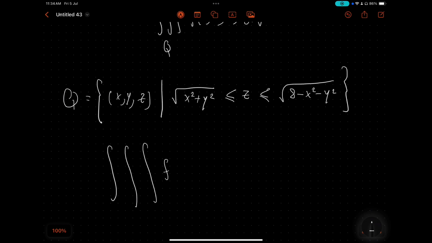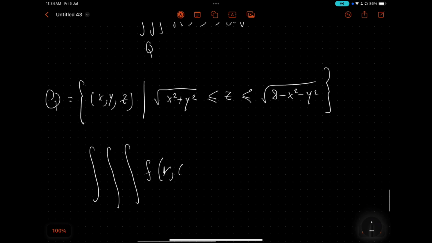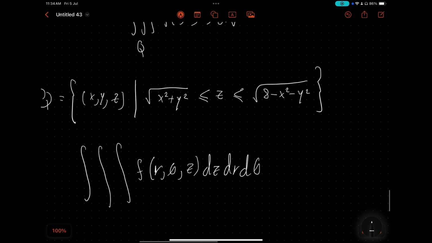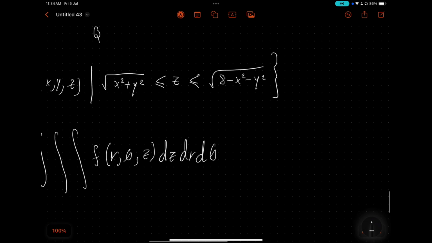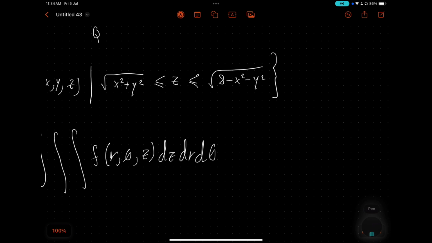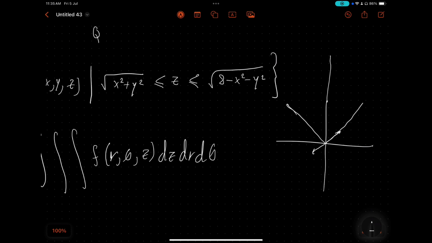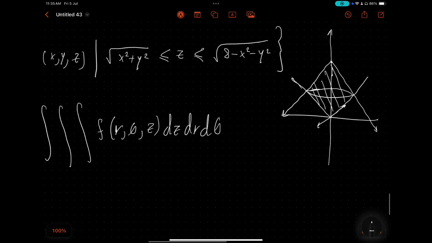So now let's do this in cylindrical coordinates. So f of r, theta, z dz dr d theta. Now for the z, z is from the square root of x squared plus y squared. Now let's draw this. We're gonna have two cones. One cone is in the upward direction, like this, and the other is in the downward direction, but it starts at z equals 8, so it's something like this. And we want this area in between, this volume, this solid.